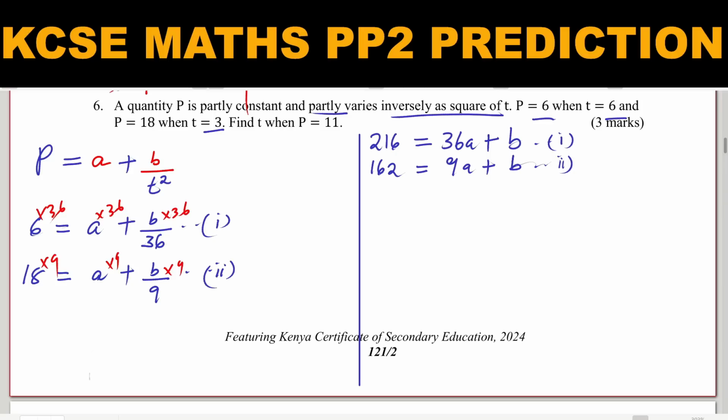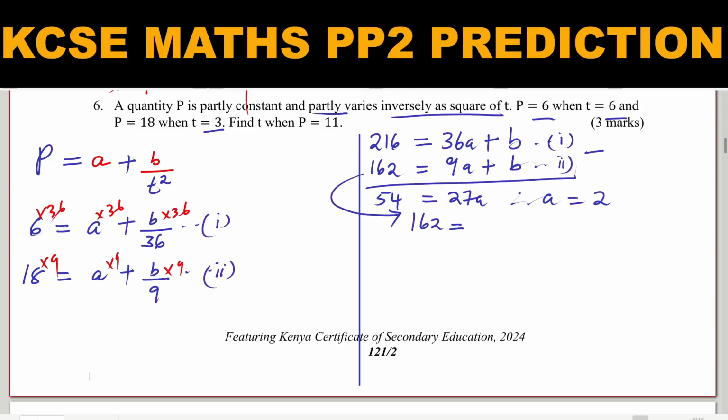We can use elimination. You can see b is uniform, so I can subtract to eliminate b. So 216 minus 162, I will get 54. That is 36a subtract 9a, that will give 27a, and then b will be eliminated. And for this one, you get a to be 2. Substitute here. 162 is equals to 9a. A is 2, that 9 times 2 will be 18 plus b. And b here will be given by 144. 162 subtract 18, 144. So you have a, you have b.